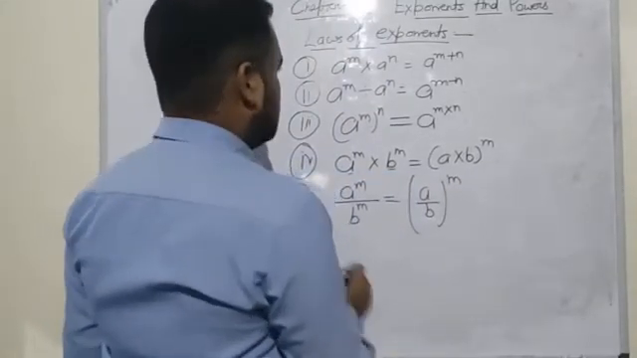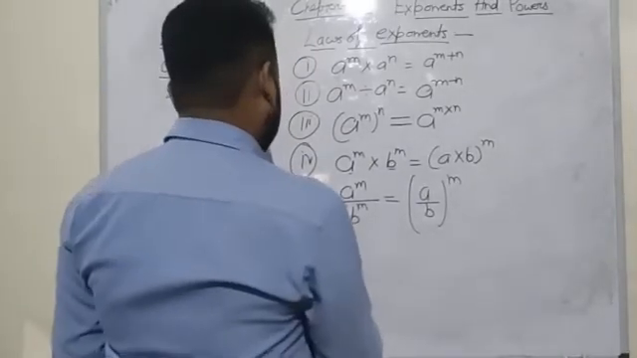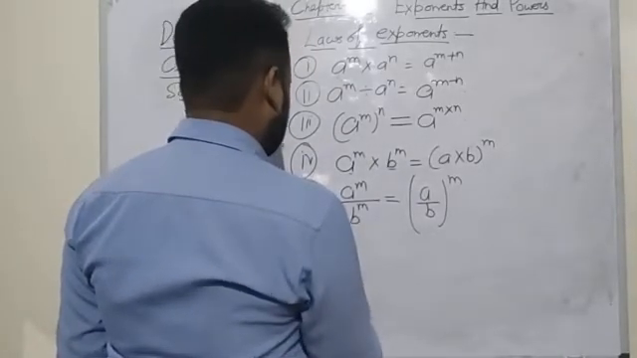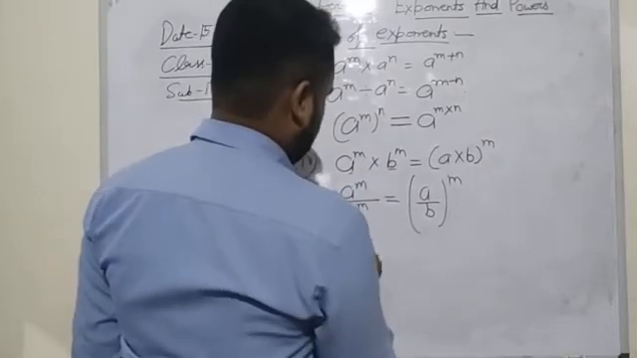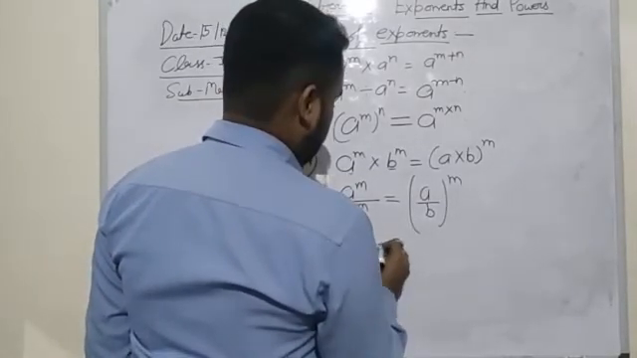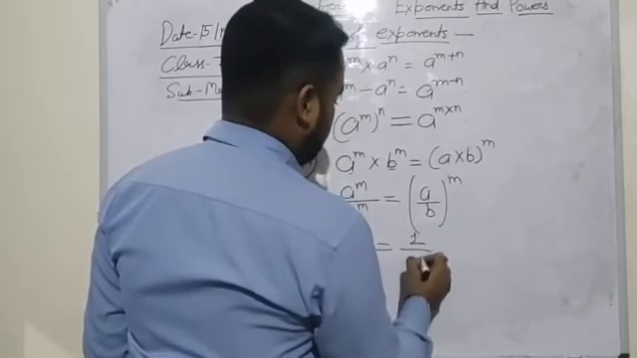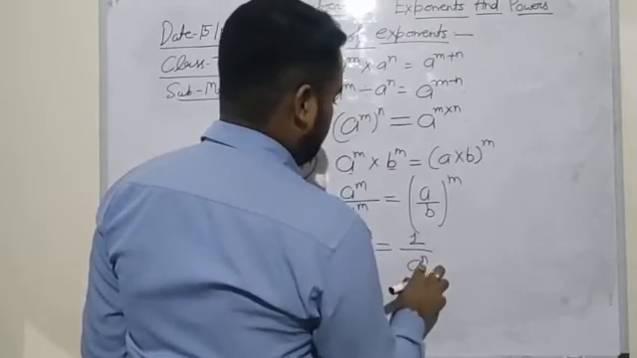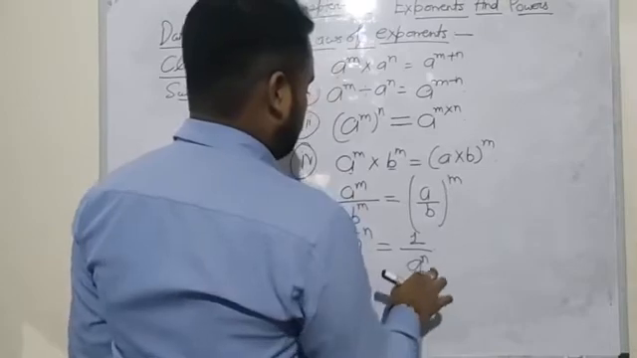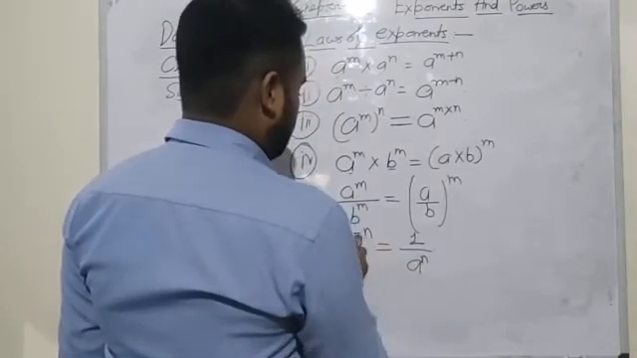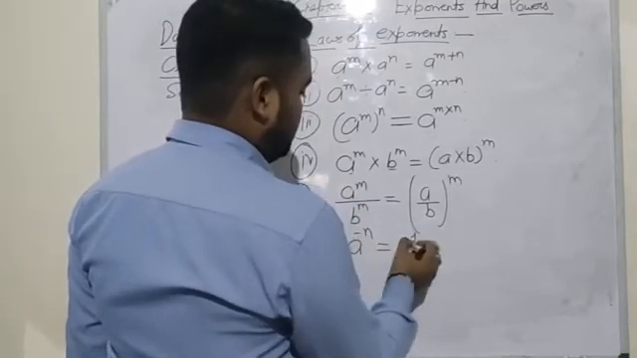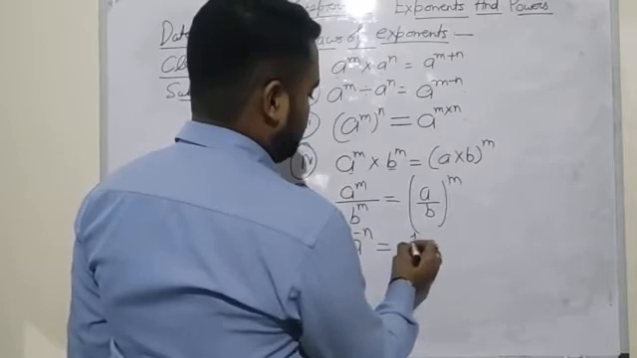And the sixth, a to the power minus n. If the power is negative, then it can be written as 1 upon a to the power n. If the power is negative, then we have to write its reciprocal.